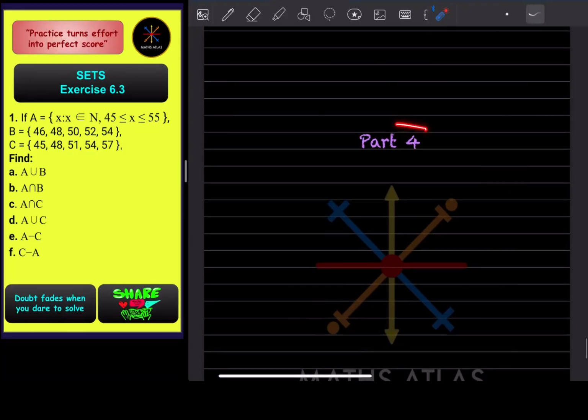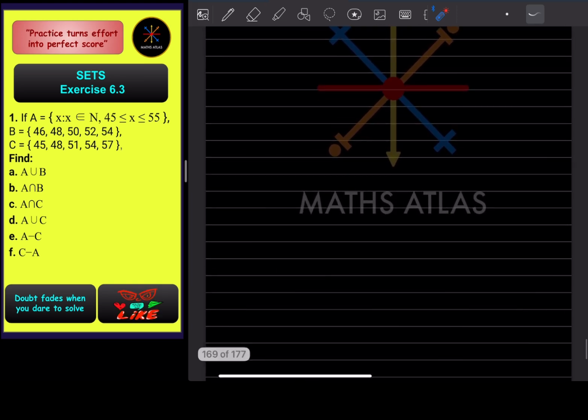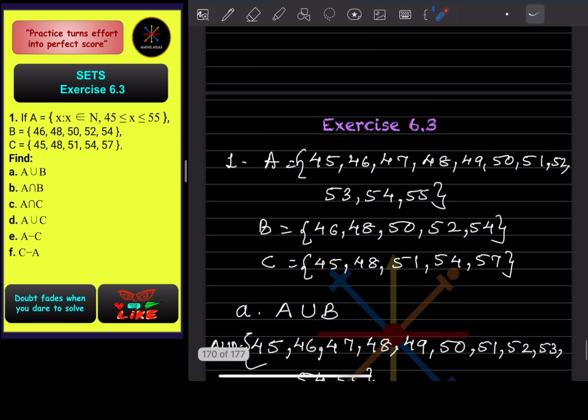Today, let us start with part 4. We'll see exercise 6.3, question number 1. If A is {x such that x belongs to N, 45 less than or equal to x and x less than or equal to 55}. Have a look at the question on the left hand side.